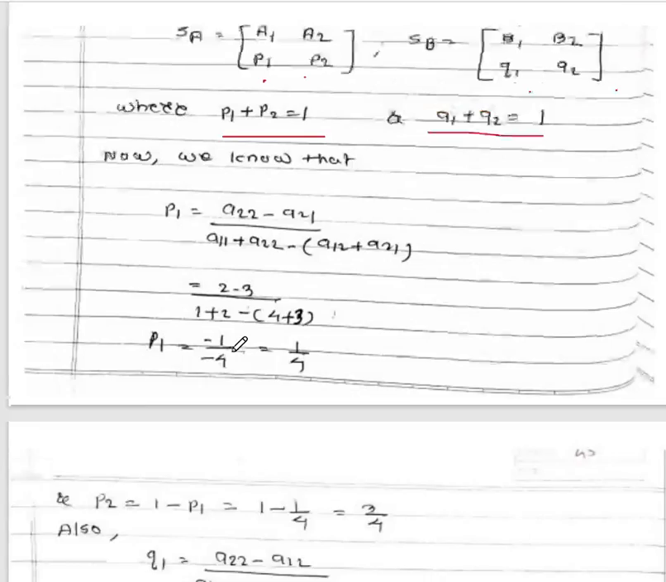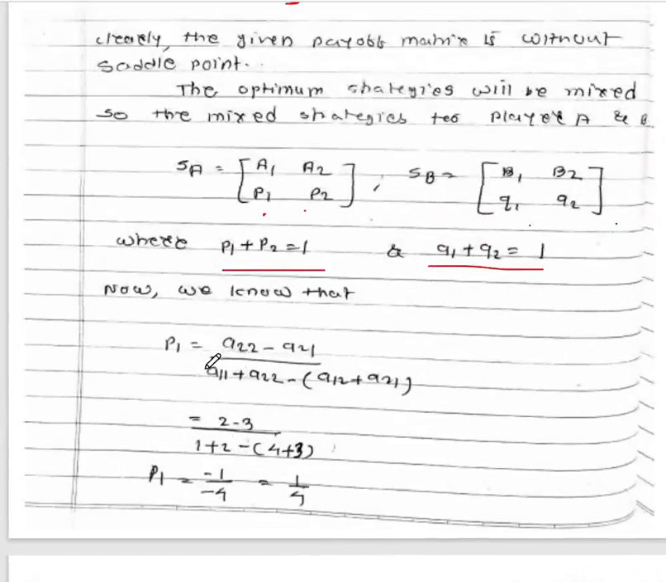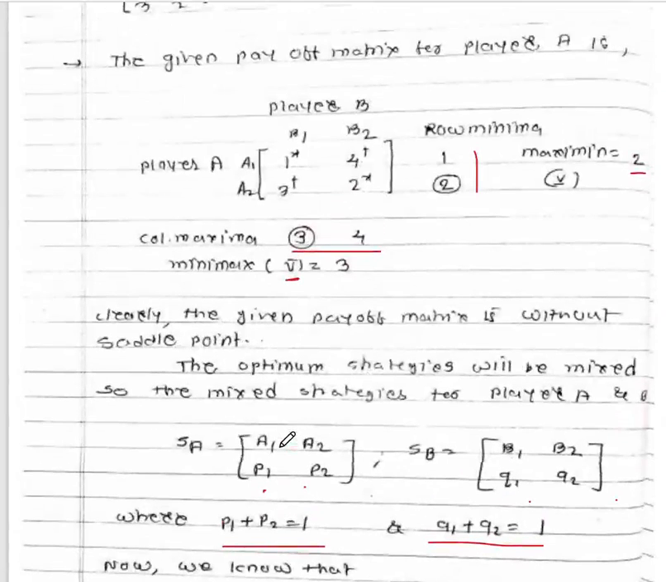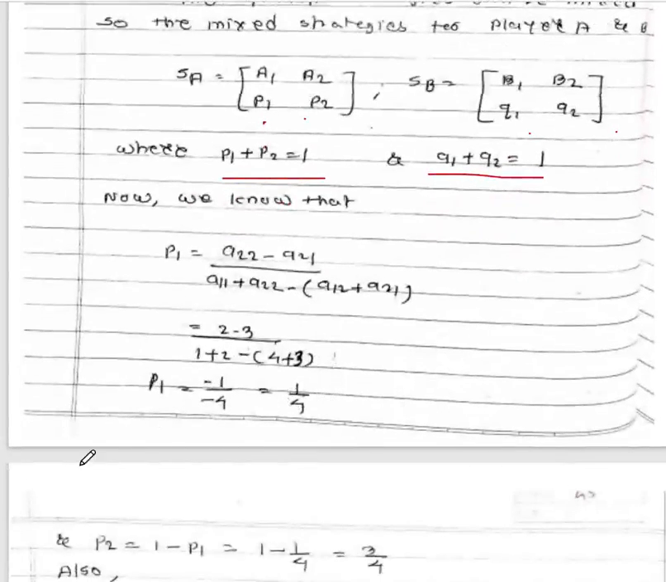P1 is A22 minus A21 divided by A11 plus A22 minus A12 plus A21. From the given payoff matrix, A11 is 1, A12 is 4, A21 is 3, A22 is 4. Putting in the values and solving, we get P1 equal to 1 by 4.